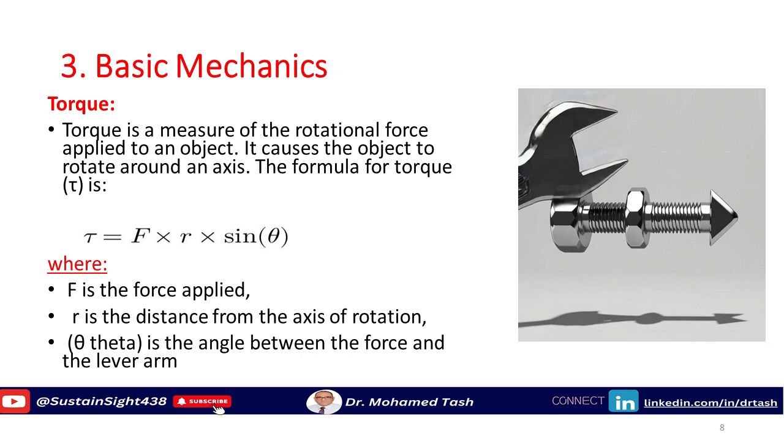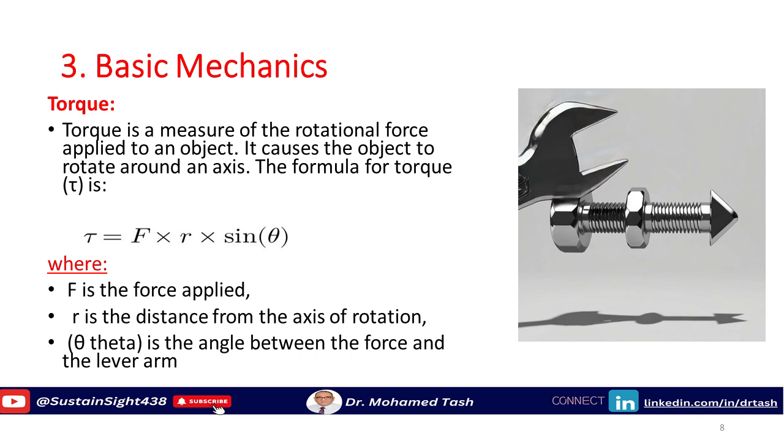The amount of torque generated depends on several factors, and it's calculated using this formula: T = F × R × sin θ. Let's break down each part of this equation. F represents the force you apply. The stronger the force, the greater the potential for rotation. R is the distance from the axis of rotation to the point where the force is applied.